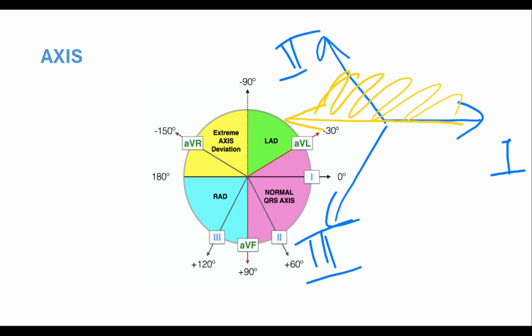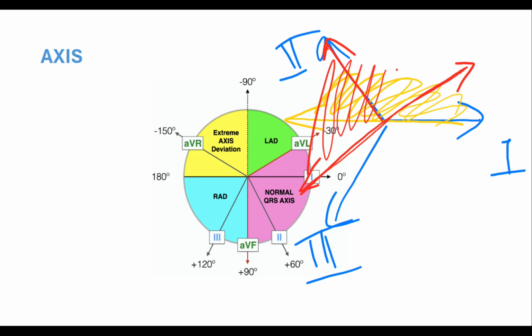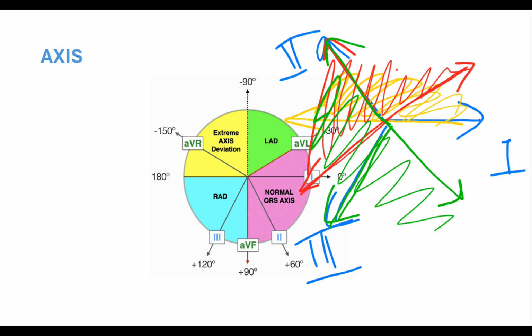So if lead 1 is there, that means spread over 0 to 180. How about lead 2? Lead 2 is here. So you can say that it's spread between this and this, because it is going to be 90 degree to the right, 90 degree to the left. So lead 2 is going to be here. It's falling here. Now about lead 3. Lead 3 is here, right? 90 degree to the right, 90 degree to the left. So it's falling here.